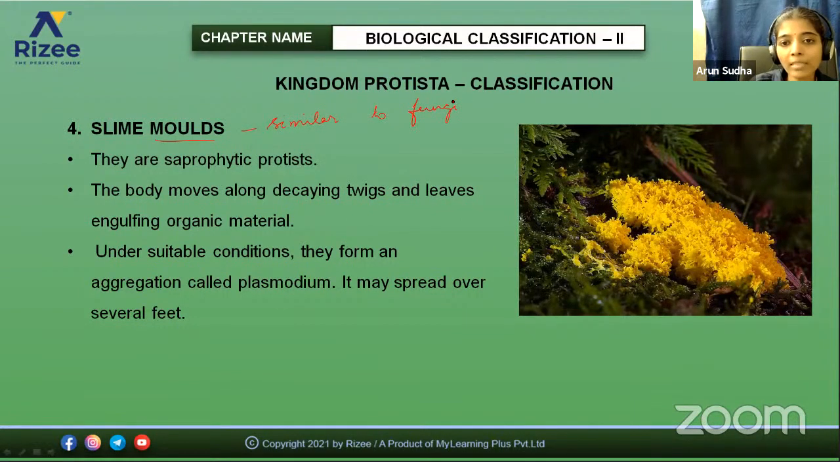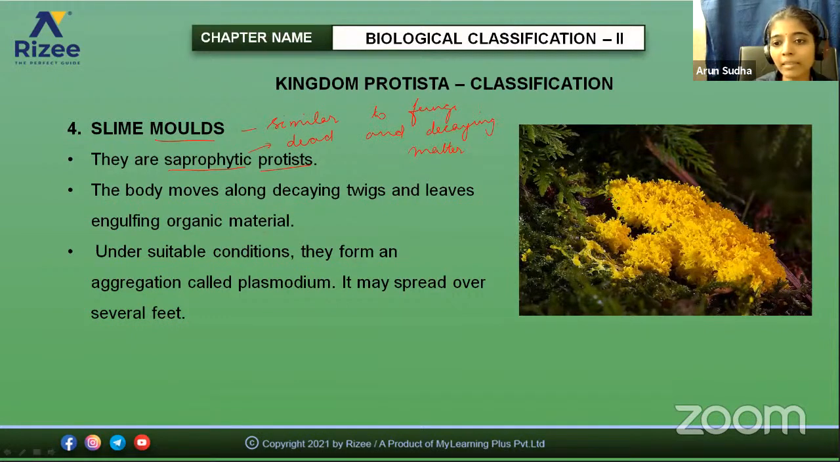So in what ways are they similar to fungi? They are saprophytic protists. What do you mean by the term saprophytic? That is, they depend on dead and decaying matter. They are saprophytic protists. The body moves along decaying twigs and leaves, engulfing the organic material.